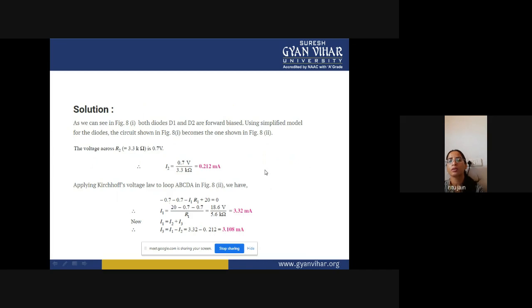So you can see that from the equation I1 is equal to I2 plus I3, and you have the value of I1 equal to 3.32 milliampere. Now you have to find the value of I2 plus I3. You have to find either I3 or I2.